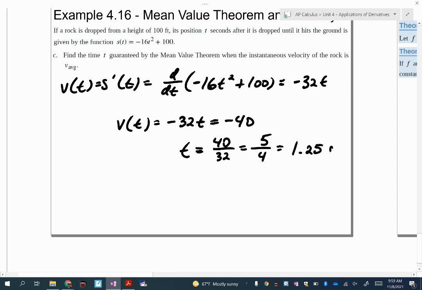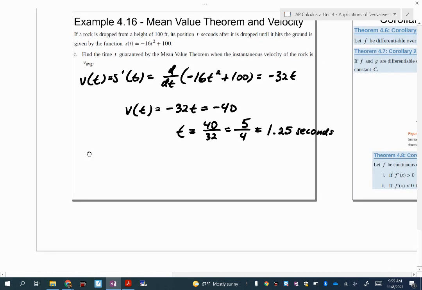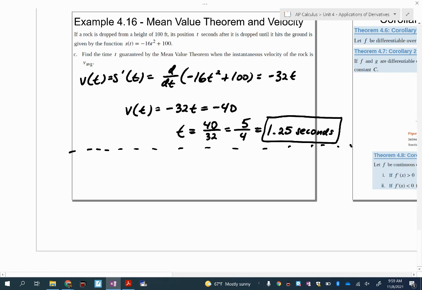1.25 seconds. So essentially I'm saying at 1.25 seconds, the rock is going to be exactly that same average velocity of negative 40 feet per second. Okay? Now, let me do a little algebra here. So this actually is done. You don't need to do any more work, right? This is the time. But I want to show you when I sketch this, I'll sketch it first, of what this mean value theorem is stating. Okay, so here's the sketch.